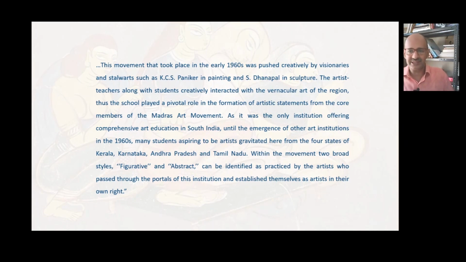As it was the only institution offering comprehensive art education in South India, until the emergence of other art institutions in the 1960s, many students aspiring to be artists gravitated here from the four states of Kerala, Karnataka, Andhra Pradesh and Tamil Nadu. Within the movement, two broad styles, that is figurative and abstract, can be identified as practiced by the artists who passed through the portals of this institution and established themselves as artists in their own right.